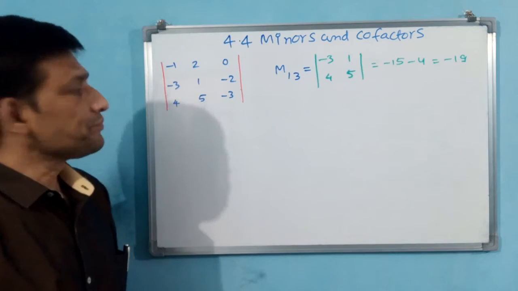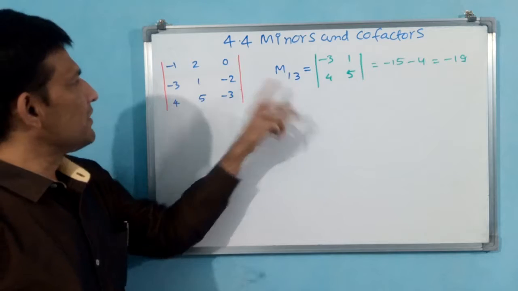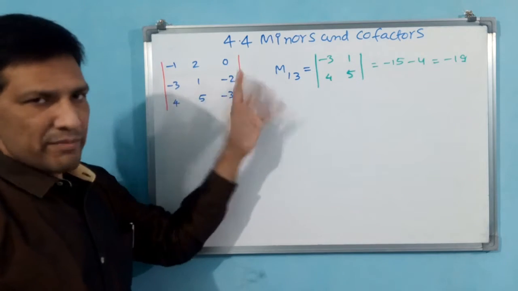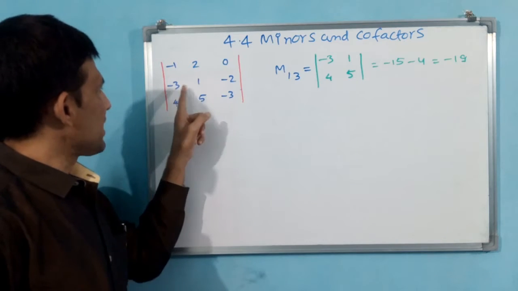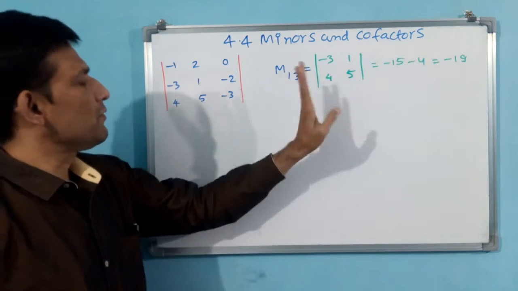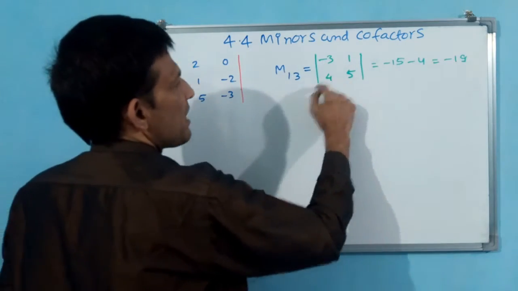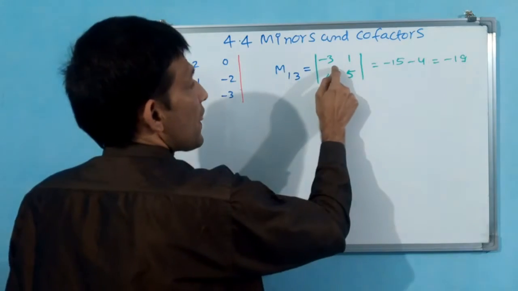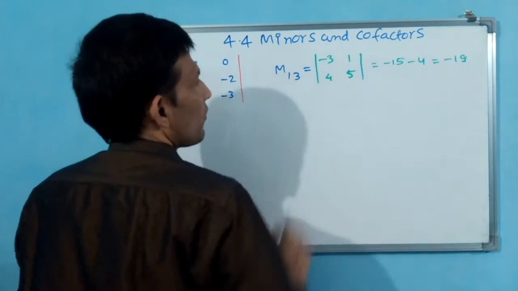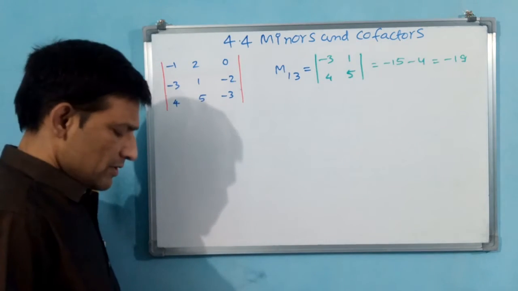First you see, first row third column, M13 is the minor. I am not writing minor again; M13 means minor only. If you close this, then we get |-3 1; 4 5|. Okay, this is correct. Now you see, AD minus BC. AD means -15. Minus BC, -4. That means -15 - 4 = -19.